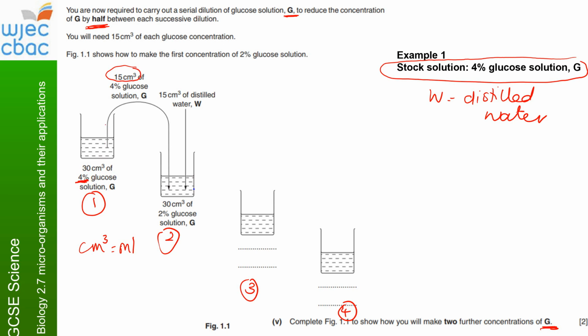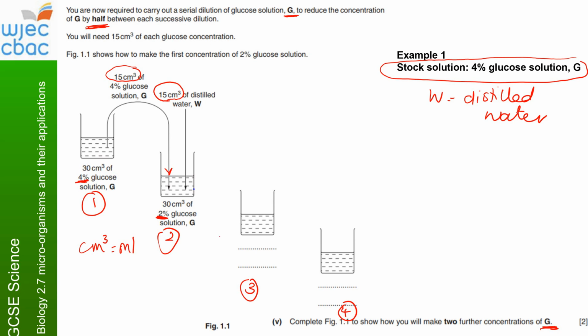We would normally use a clean pipette each time so that we're not contaminating our solution. We would pull up, let's say, 15 cubic centimetres of this 4% glucose and put it into this beaker. In this beaker, there would already be 15 cubic centimetres of distilled water. So just as I described with the squash, we are diluting this glucose solution by half, and then we would stir it, mix it, give it a swill, to make sure it's evenly distributed. Because it's diluted by half, it's now down to 2% glucose solution.